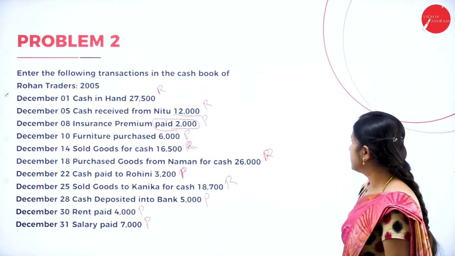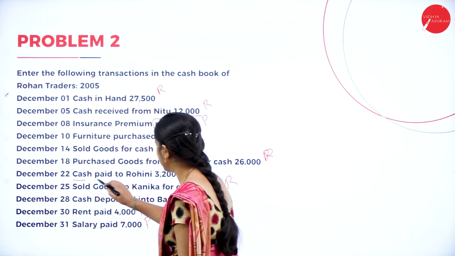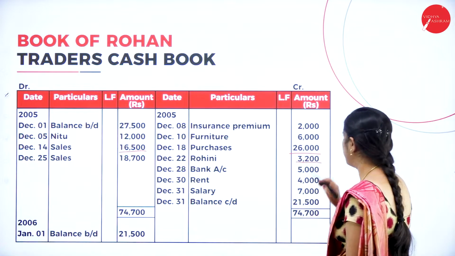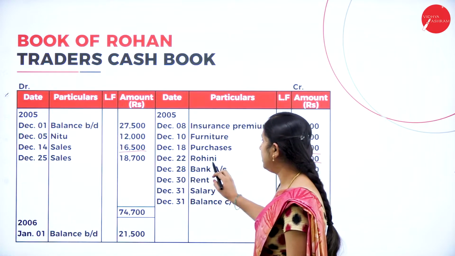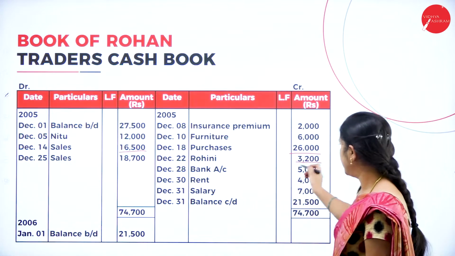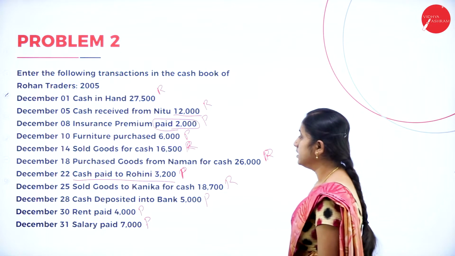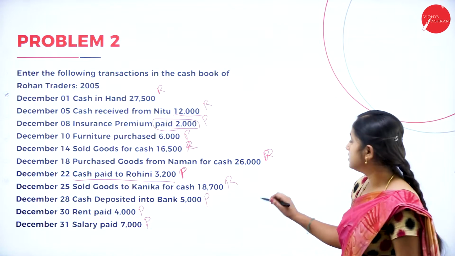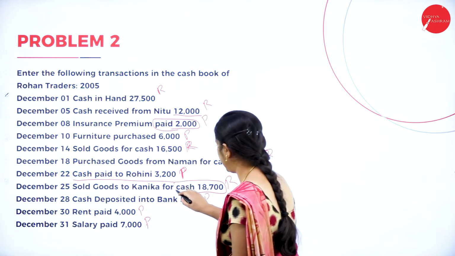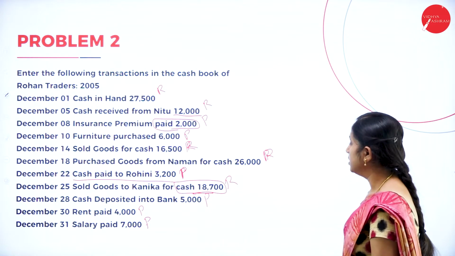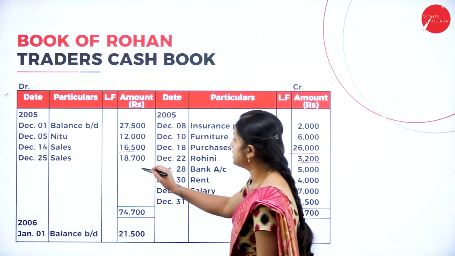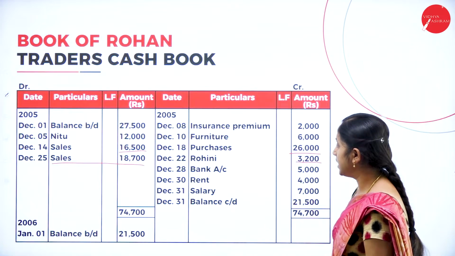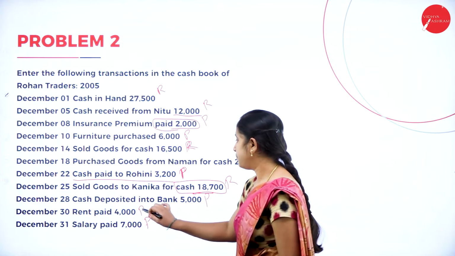Next, cash paid to Rohini. Here cash is going out, payment. So write on the credit side, Rohini 3,200. Just write the date. Next, December 25th, sold goods to Kanika for cash. When you make a sale, cash is coming in. This is the receipt, so write on the receipt side, that is the debit side, sales account rupees 18,700.